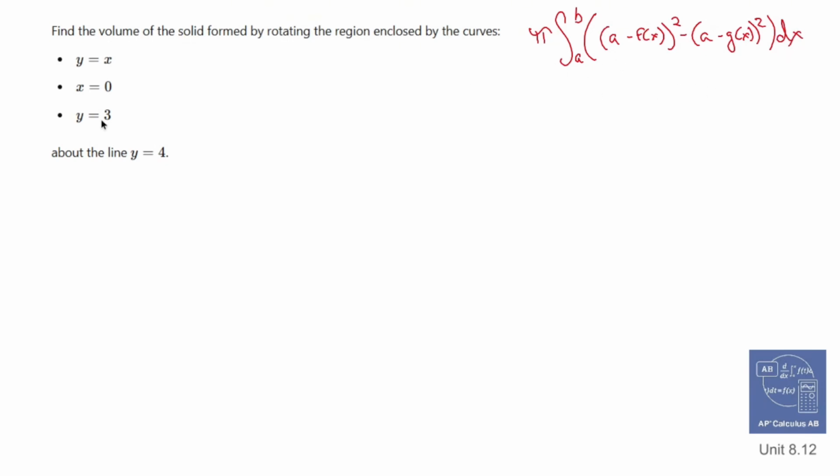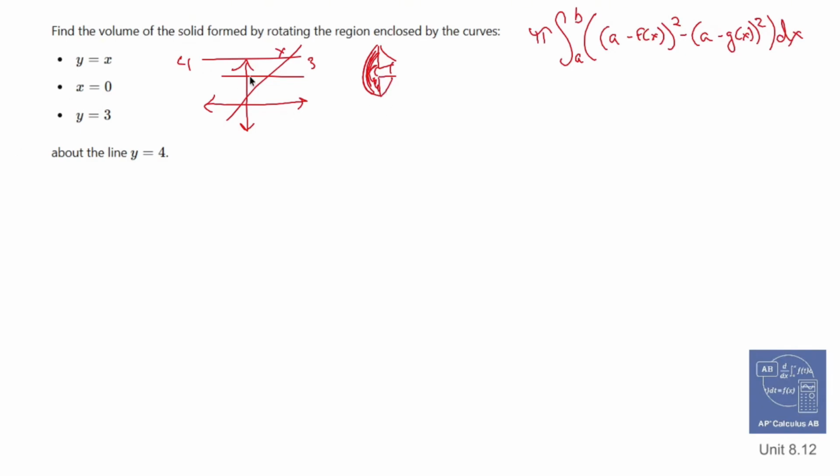Okay? So, if I were to graph this, y equals 3 lives right there, y equals x lives right here, and we're spinning it around y equals 4. So what's going to be created is this weird triangular looking thing. You have that spun completely around. This would be half of it, if I were to cut it in half. So yes, this is the washer method.